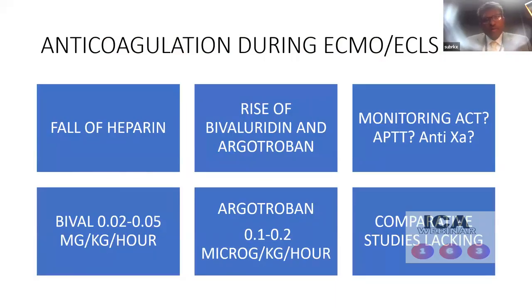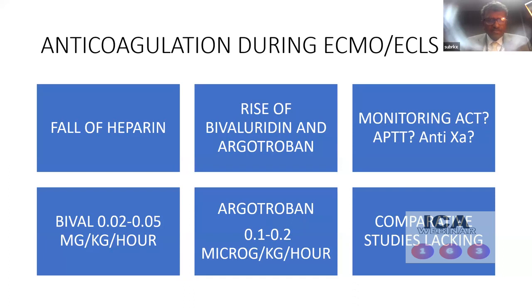ECMO and extracorporeal circulation is a growing field. There is a fall of heparin in this area, and the rise of bivalirudin and argatroban to use in these patients. In our ICU, we replaced the use of heparin in the ECMO patients completely with bivalirudin and argatroban. How to monitor is questionable. What dose to use is questionable.